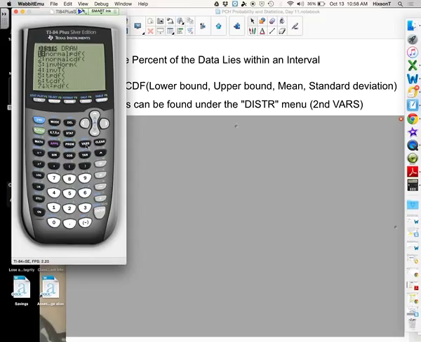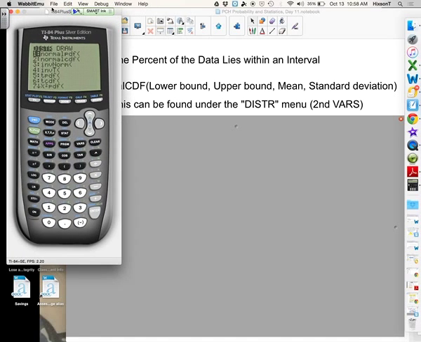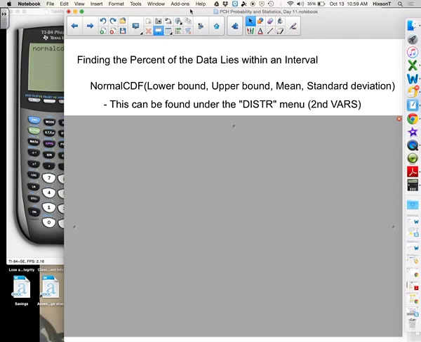In other words, it's going to give you the percentage of the data with a certain mean and a certain standard deviation that lies within a range of values that you give it. So, I'm going to use normal CDF number 2, and let's actually go back to the example that we were just looking at.